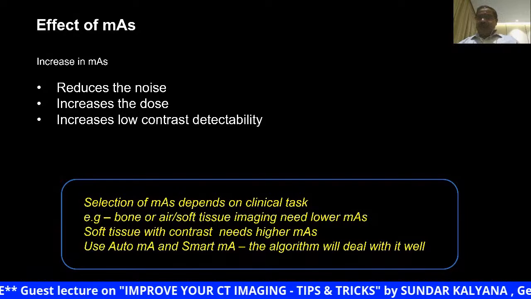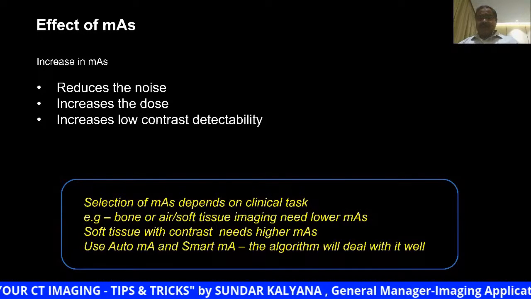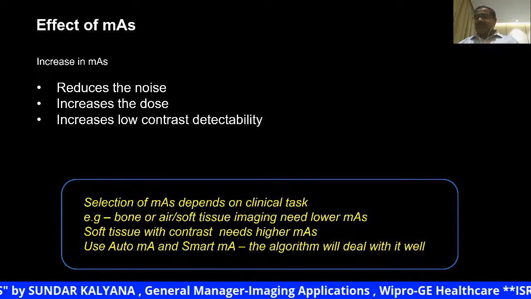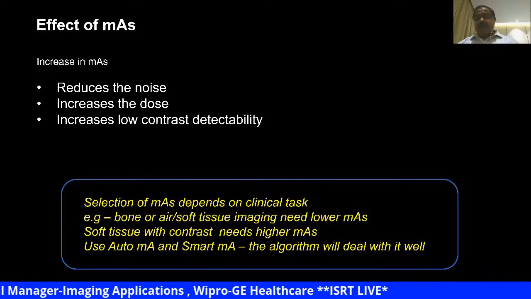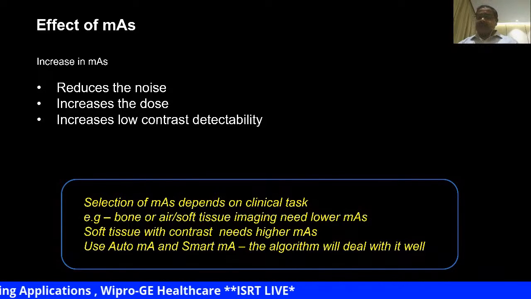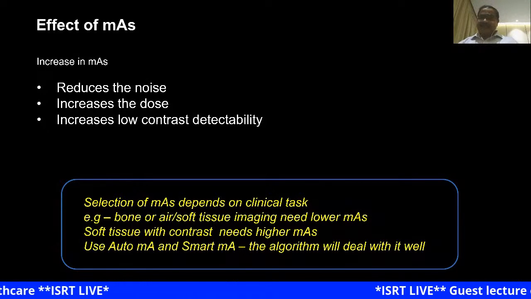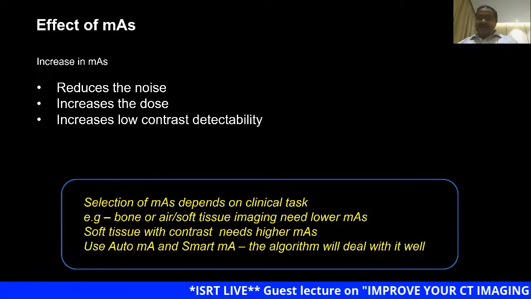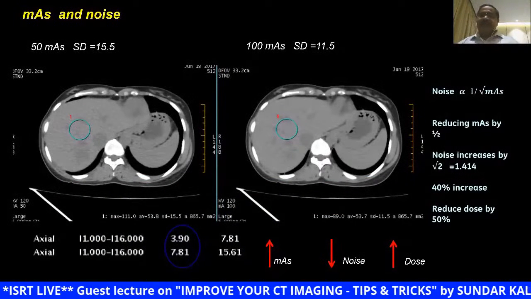It all looks very difficult when you want to select what is right for the case in front of you. Very interestingly, today almost all the CT systems use automatic exposure control. We call it auto MA and smart MA, and that algorithm will deal with it. So your task is actually very small. But we should know what noise index we need to put. We will see that in the following slide.